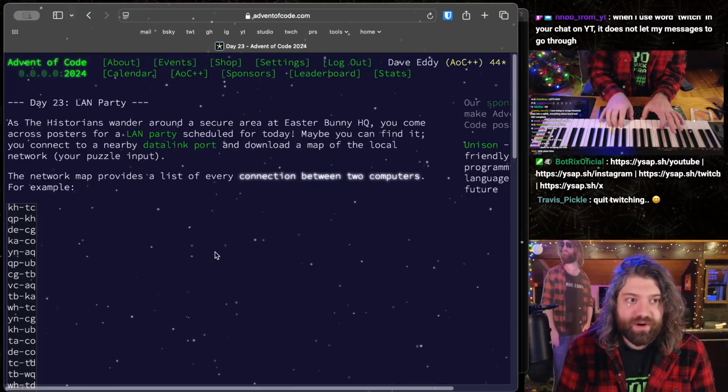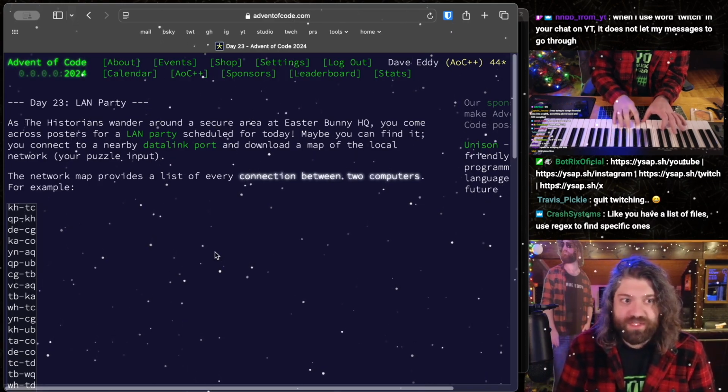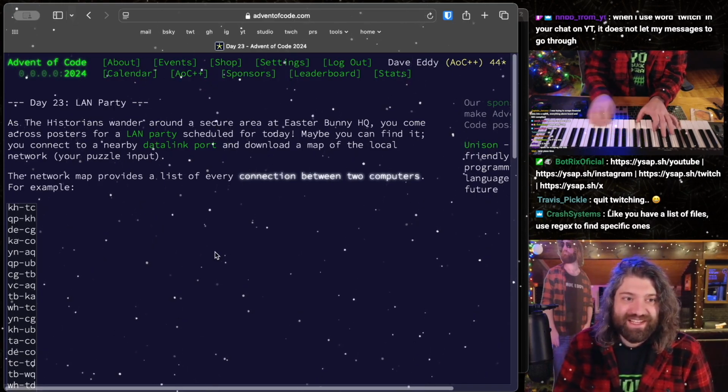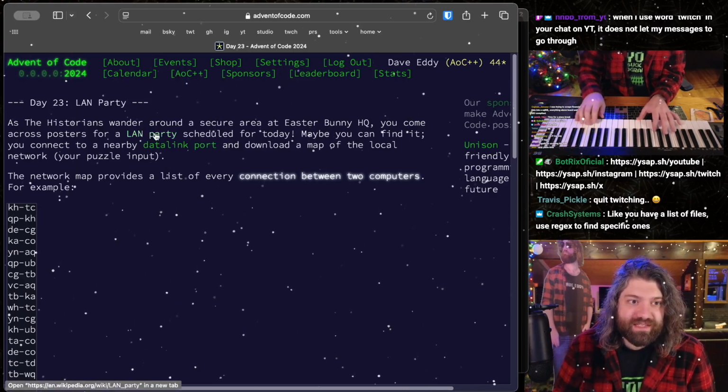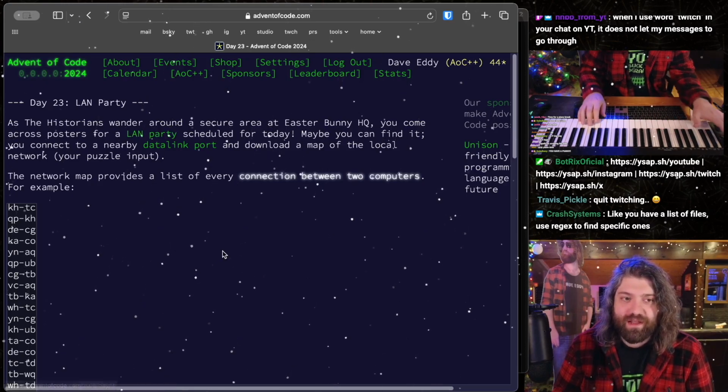Day 23, LAN party. As the historians wander around a secure area at Easter Bunny headquarters, you come across posters for a LAN party. Sick. Why is... Oh god, is LAN party linked? Like, is this gonna be... Oh, it's a Wikipedia article for LAN party.